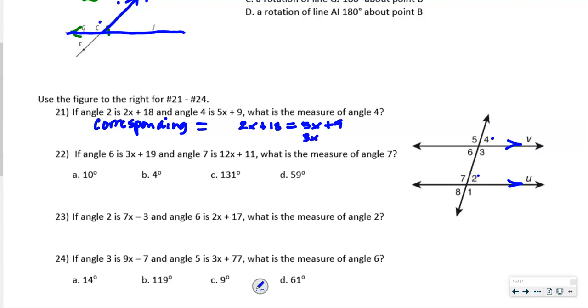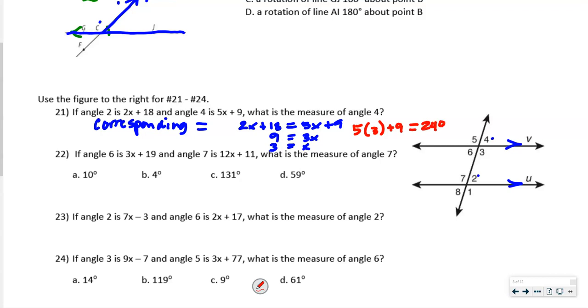That gives me 3x over here. I'm going to subtract the 9 from both sides. That gives me 9. So x is equal to 3. So now we have to plug that 3 back into this equation, 5x plus 9, right? So we're going to say 5 times 3, that's 15, plus 9 is 24, right? So this angle is 24 degrees, okay?